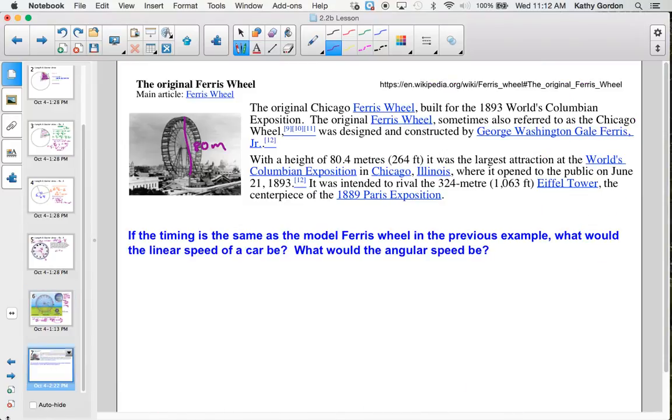Okay? All right, so for speed, we still want 10 seconds. But now what's the circumference of this Ferris wheel going to be? How much? About 251? And 251 what? Meters. So in meters per second, we're going about 25.1 meters per second. What would that be in kilometers per hour?